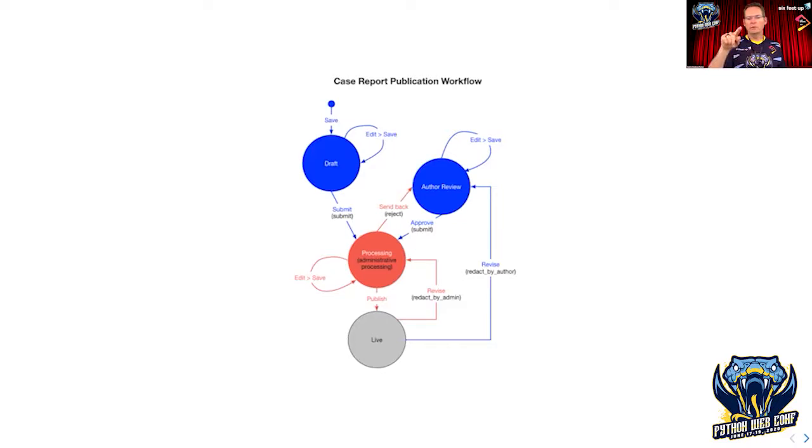The blue arrow is controlled by the author, so the author has the permission to revise or, say, redact, retract. Those labels are misspelled. It should be retracted by the author. Or if the editor wanted to do it, they also would have a separate revised transition protected by specific permissions.